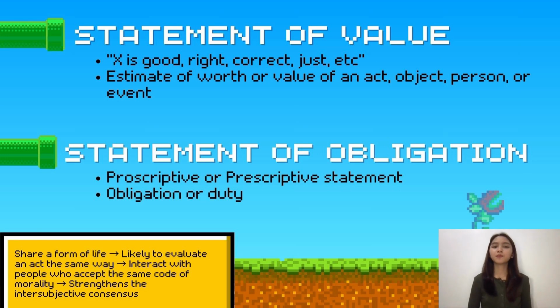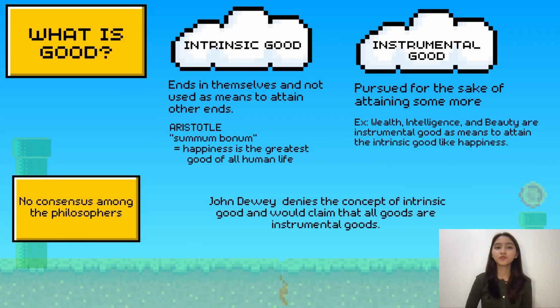Notice that people who share a form of life or language game are likely to judge or evaluate the worth and value of an act the same way. Thus, interacting with people who accept the same code of morality strengthens the intersubjective consensus. Let us now move on in determining what is good.